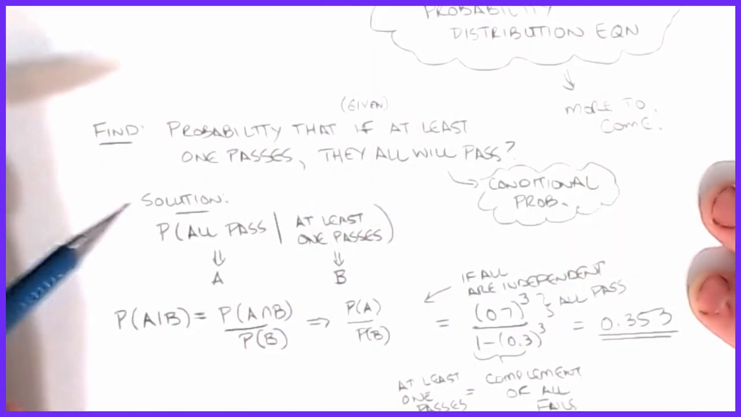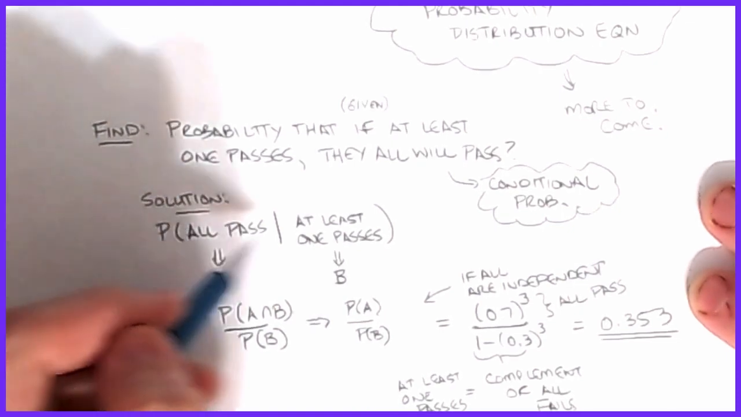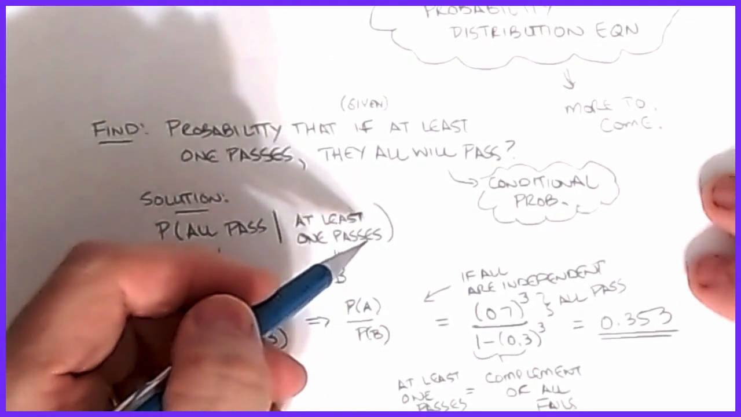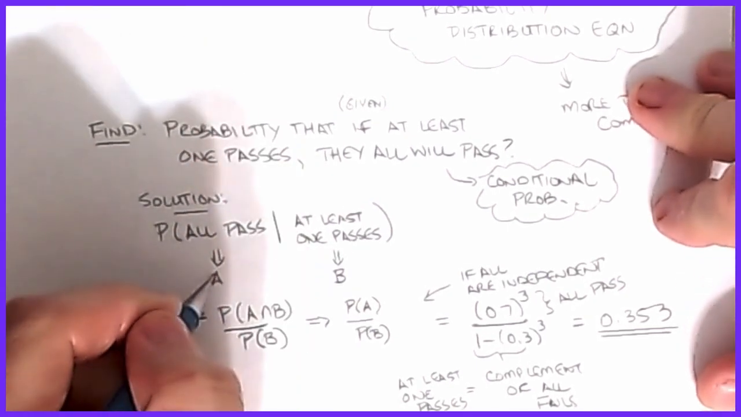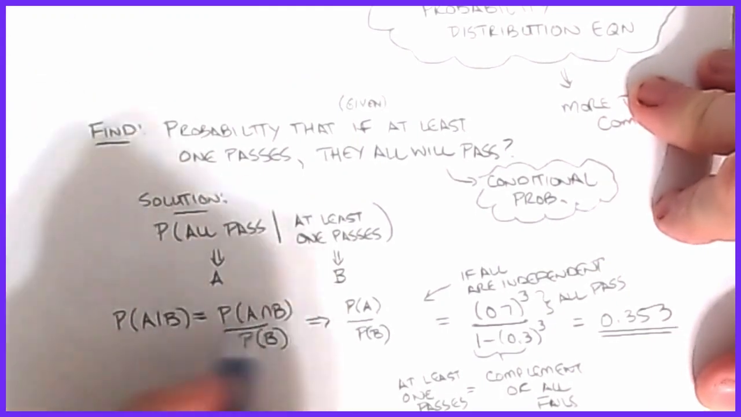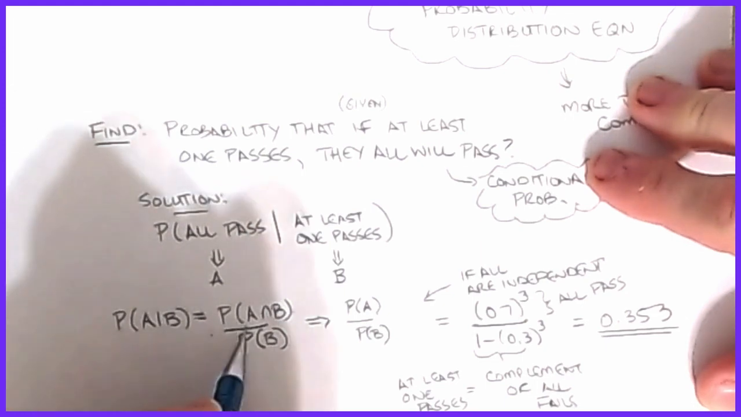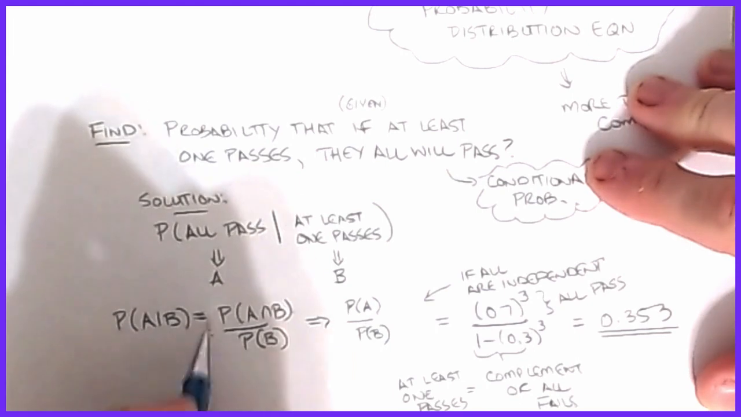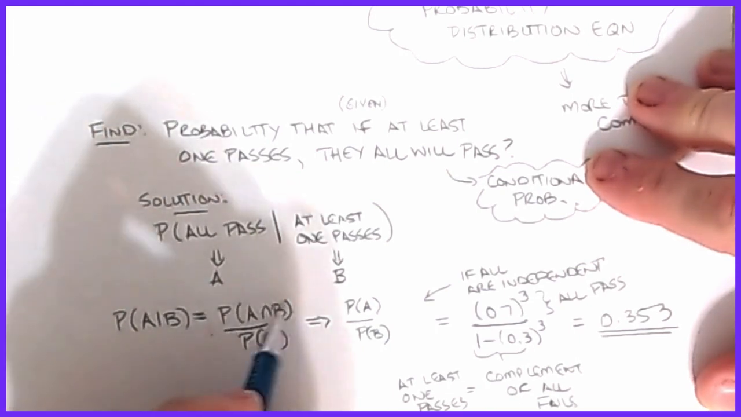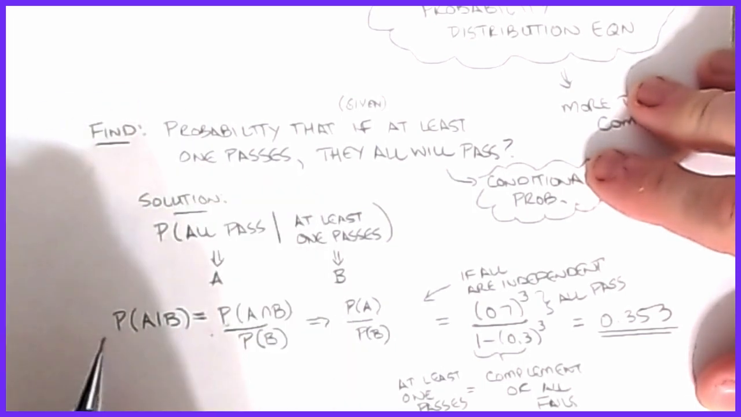So if we look at this, the way that we would solve this is to find the probability that all pass given that at least one passes. So what I've done is I've set up this as event A, I've set up this as event B, and I've gone back to our conditional probability definition. So it's the probability of A given B is equal to the probability of A intersect B over the probability of B. Now, we can't blindly use our formula, but we have to think about what it's saying. This top term is the probability of both A and B happening.